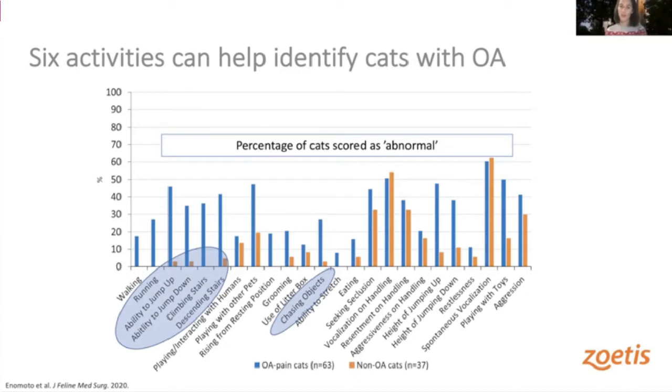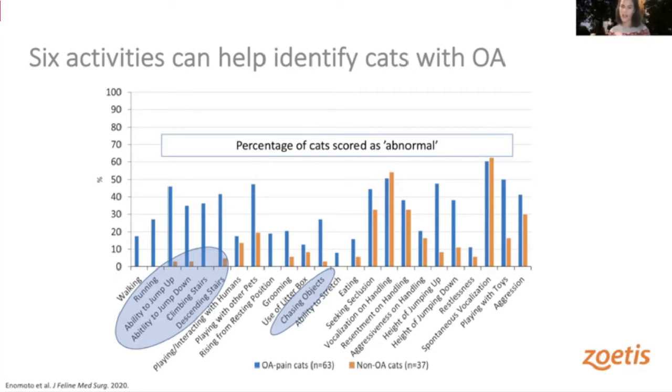Some of the activities on the right are ones where we really think about those as being changed with OA also, right? So vocalization on handling, maybe that aggressiveness on handling, spontaneous vocalization or aggression. Those are ones where we certainly do see them change in cats with OA, but there are tons of reasons that cats without OA can have those same behaviors, right? Litter box. We know there's a lot of reasons that cats may have changes in their litter box.